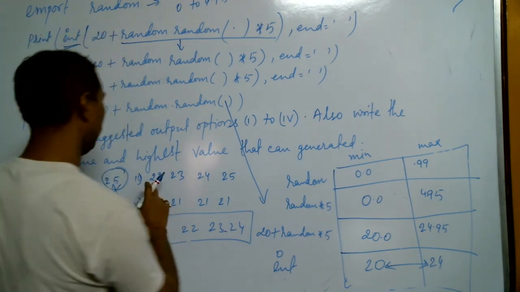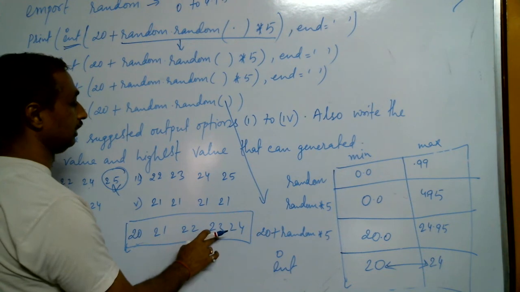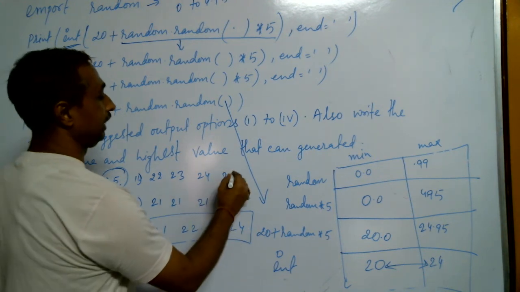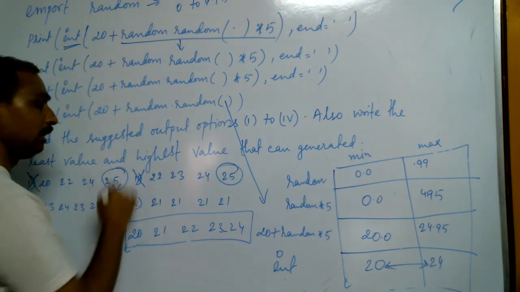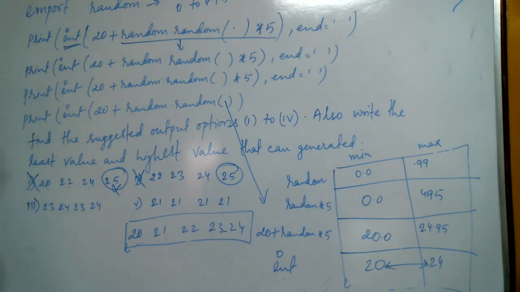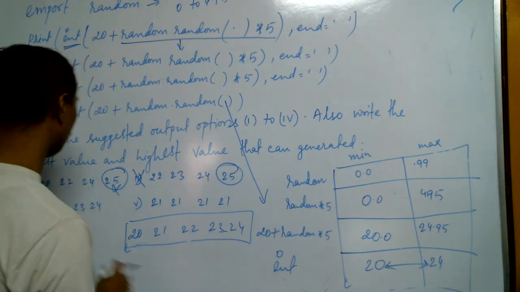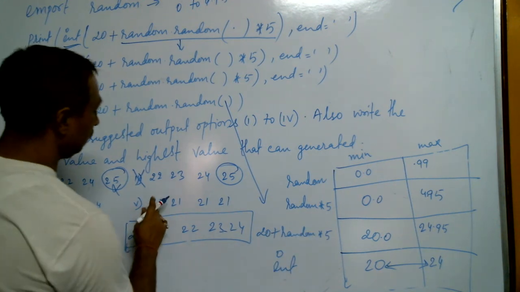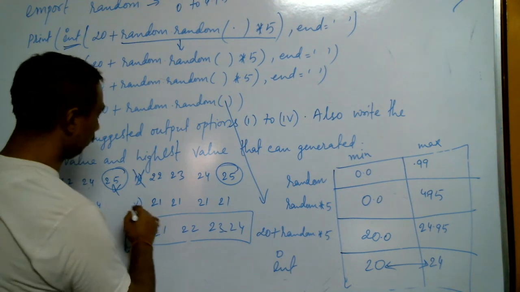Then the second one, the first output is 22, that is there in the list. 23 is also there in the list. 24 is also there in the list. But here again 25 is there. So this second output is also not possible. This is not acceptable. Then the third output, here we are having 23, 24, 23, 24, and all these values are there in the list, whatever values we are getting from the function. So this is acceptable. And the fourth one, 21, 21, 21, this is very much possible. So this is also acceptable.